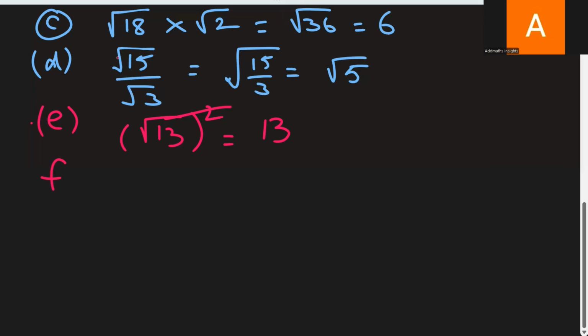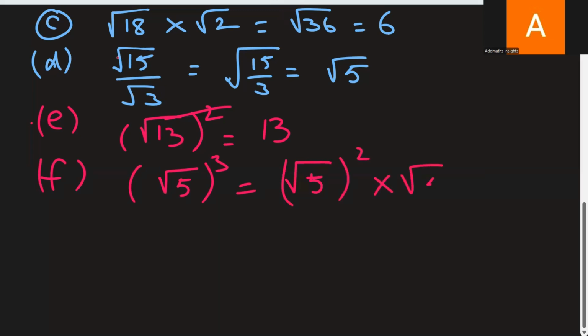For example, it is square root of 5 cubed. So you can write it like this: square root of 5 squared times square root of 5, right? And you can simplify it. So your final answer is 5 square root of 5. So this is how you can simplify surds.